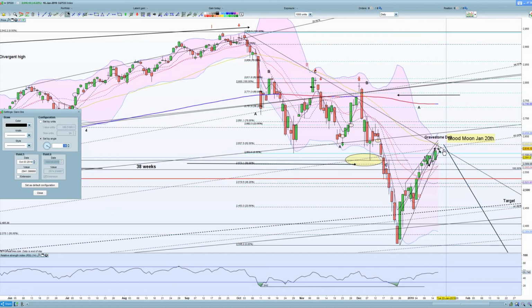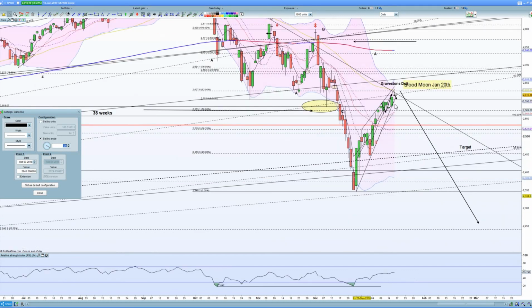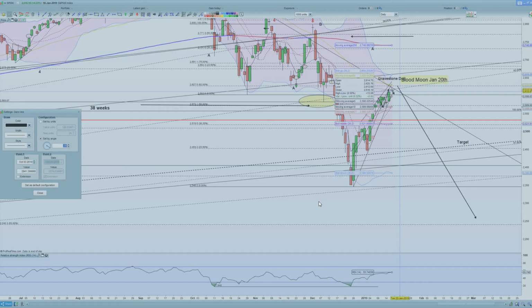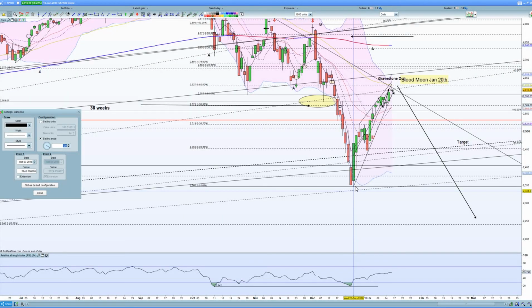If I see that, that pretty much confirms to me that this timing cycle and this angle has been confirmed, and we should expect to see a move to the next leg down, which will take out the low of late December. So that's my call for the next few days, and we'll see how that plays out.